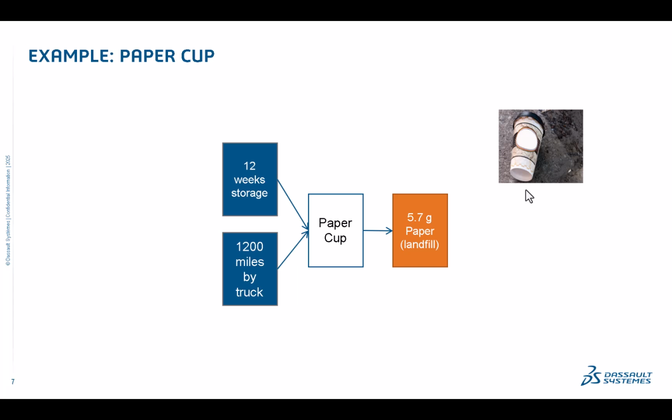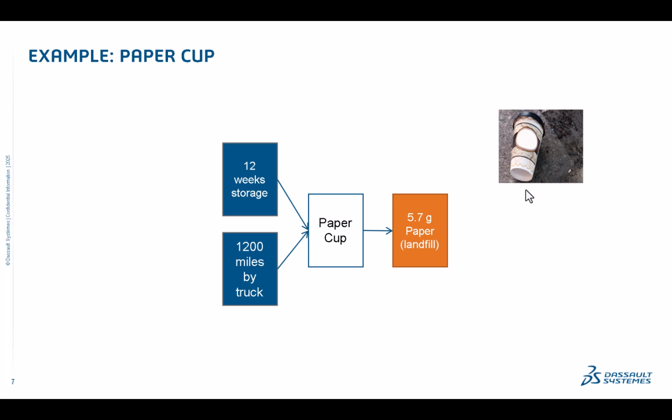So clearly, we can refine this life cycle inventory by adding more inputs. And so we'll say that we're going to add one paper cup's worth of 12 weeks of storage. So let's say the paper cup is stored in an air-conditioned room at a store where you purchase it, and one paper cup's worth of 1,200 miles of transportation by truck. So you can imagine a large truck carrying perhaps 1 million paper cups, and so we're going to account for one paper cup's worth of that 1,200 miles of transportation from the factory where the paper cup is made to, let's say, the store where it is purchased.